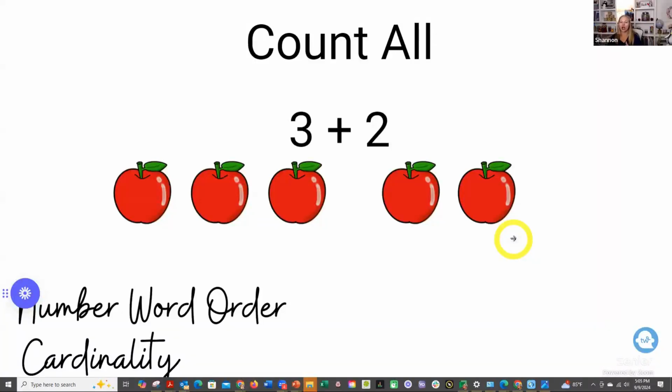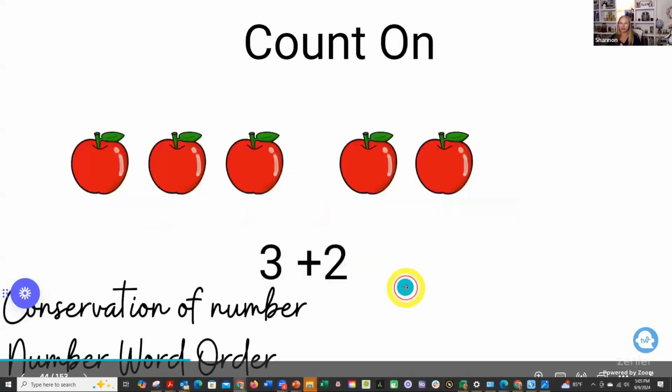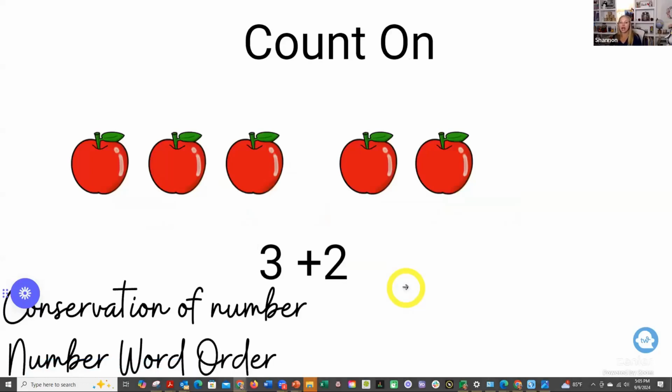Ks aren't necessarily always there. We're working on it because cardinality is their standard, but they're still going to count everything. Okay, the next one we have is counting on.